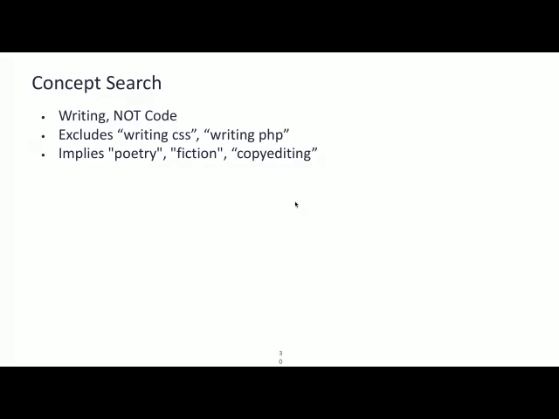And of course, in a traditional full text search engine, this doesn't work very well because it's just looking for those specific words. So it will remove talks with the term code in them, but that's not really what the person's trying to express. They really want to exclude writing CSS, PHP, JavaScript, et cetera. But they do want things like poetry, fiction, copy editing, copywriting. So even if these words don't appear in the title or the body of the talk, we expect that they'll come back.